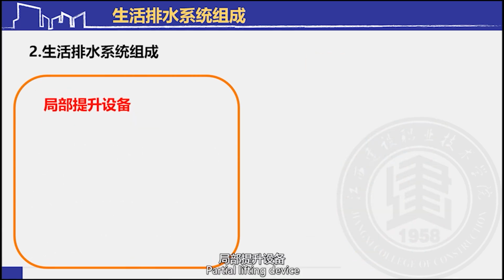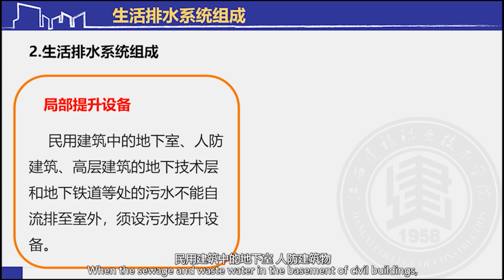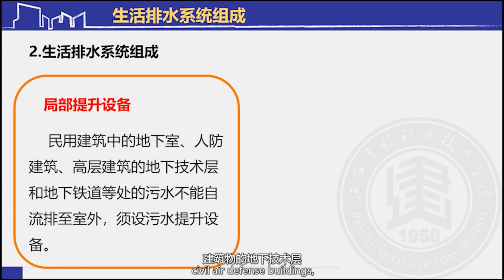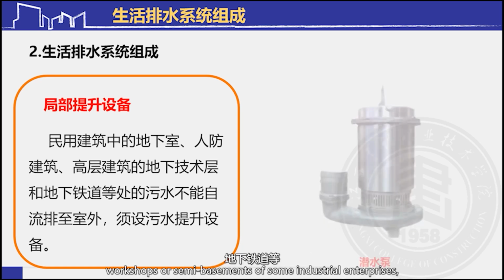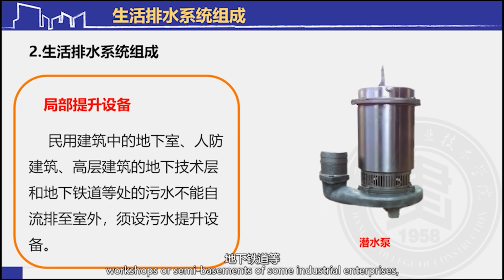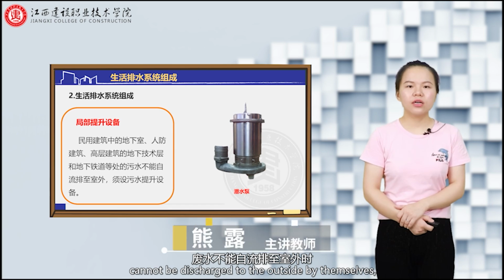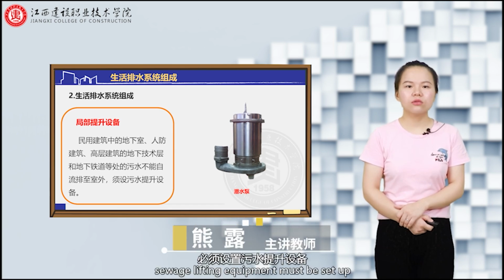Local lifting device. When the sewage and wastewater in the basements of civil buildings, civil air defense buildings, underground technical layers of buildings, workshops or semi-basements of some industrial enterprises, underground railways and other buildings cannot be discharged to the outside by themselves, sewage lifting equipment must be set up.